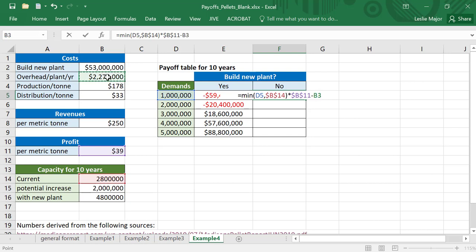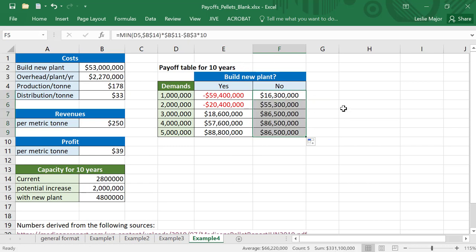We do need to minus the operation costs or the overhead costs for 1 plant, so just times that by 1 if you will, or don't bother, and then times that by 10 for the 10 years here. And then copy this formula down. And let's have a look here. Okay, so if we do not build the new plant, we are actually doing fairly well, pretty comparable to building the new plant. Okay, of course this isn't the whole story.